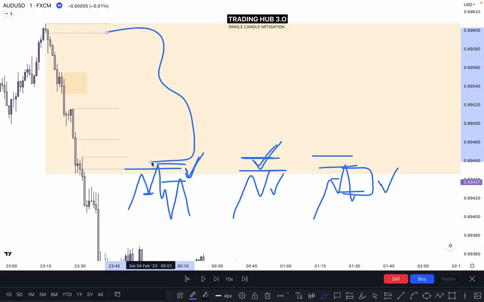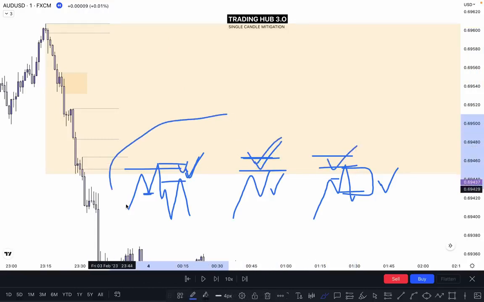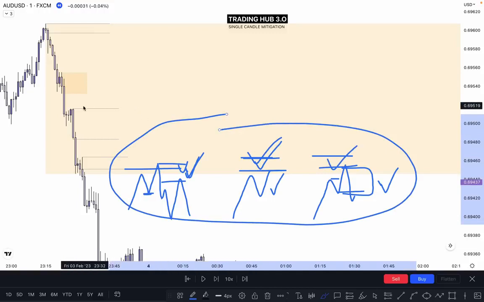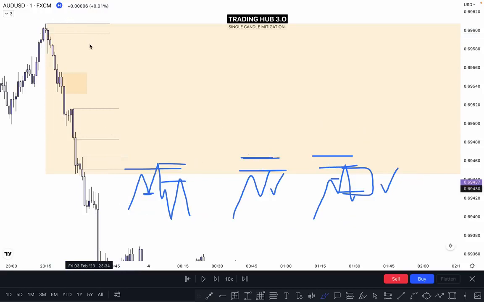If only one POI is here, then definitely you can take whatever entry you want. Like this one is also valid, and this one is also valid here. These three entries are valid if only one POI is here, for example only this one or maybe this one, correct? But right now we have three POI here. So how can you deal with them?